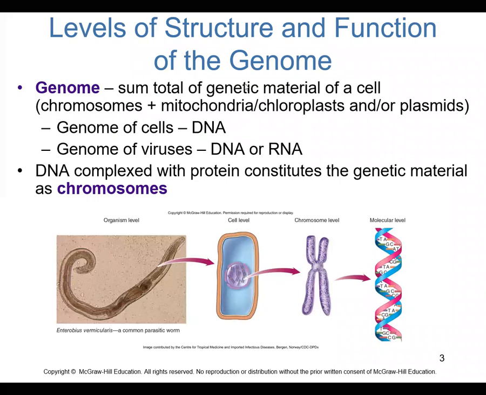All right, so the genome, depending upon the type of cell you're talking about, will be all the chromosomes. For a eukaryotic cell, it'll be the chromosomes and the mitochondria and chloroplasts. And then plasmids can be there for a eukaryote. On a prokaryote, they're not going to have the mitochondria or the chloroplasts, but they'll have chromosomes and the plasmids.